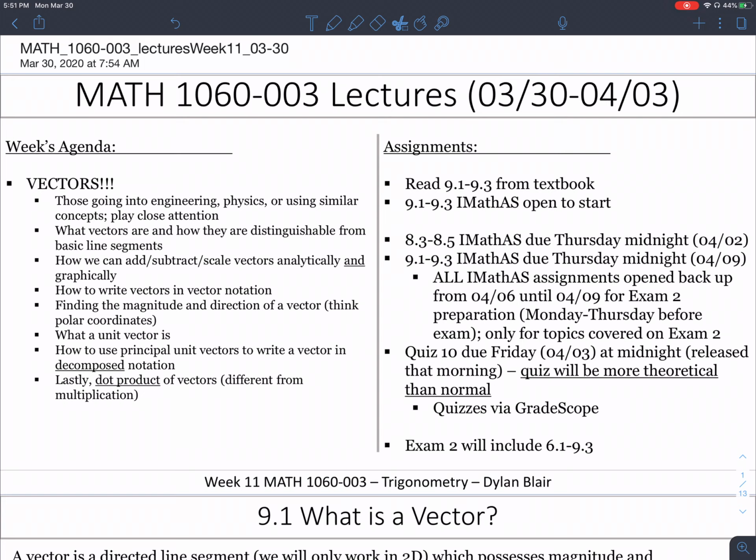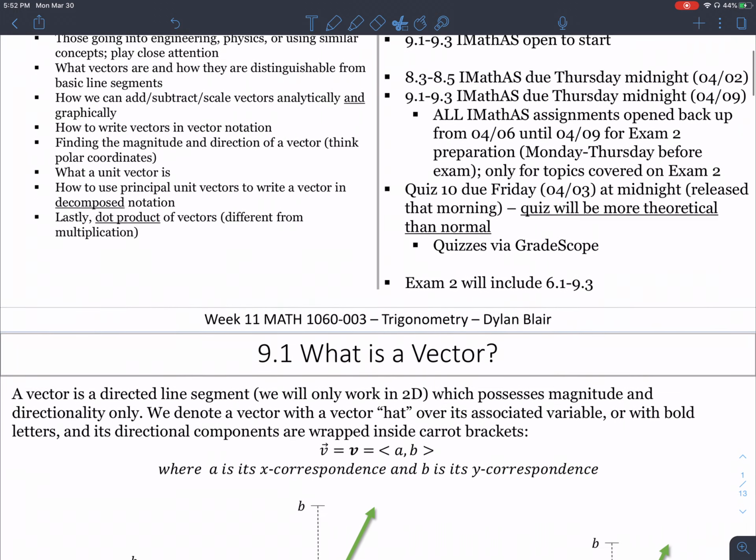And then quiz 10 for this week, that's on Friday, April 3rd. It's due at midnight. I release it in the morning, but this quiz is more theoretical than normal, just because you guys do have the leisure of being able to look at your notes and your practice problems and such. And so I want to make sure that you guys actually understand the content rather than just simply knowing how to plug in numbers. So really do make sure you start the quiz much earlier than usual. And as always, quizzes are submitted via Gradescope.